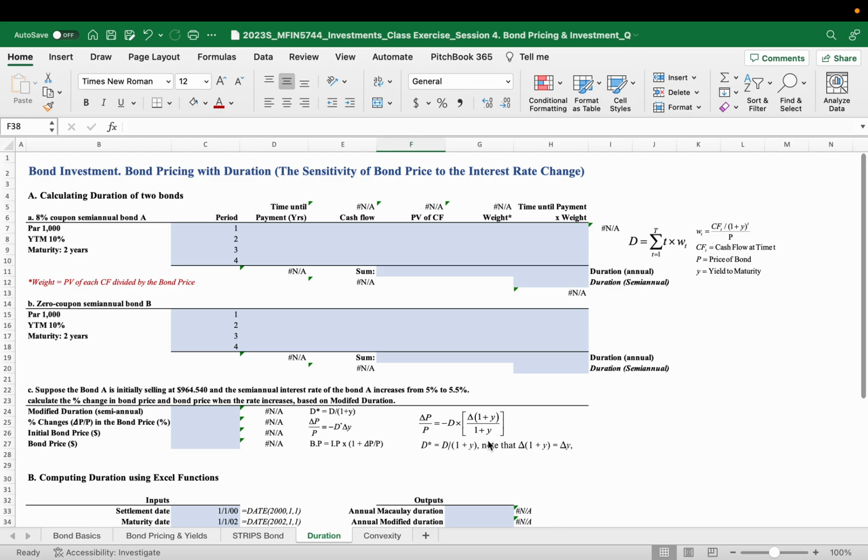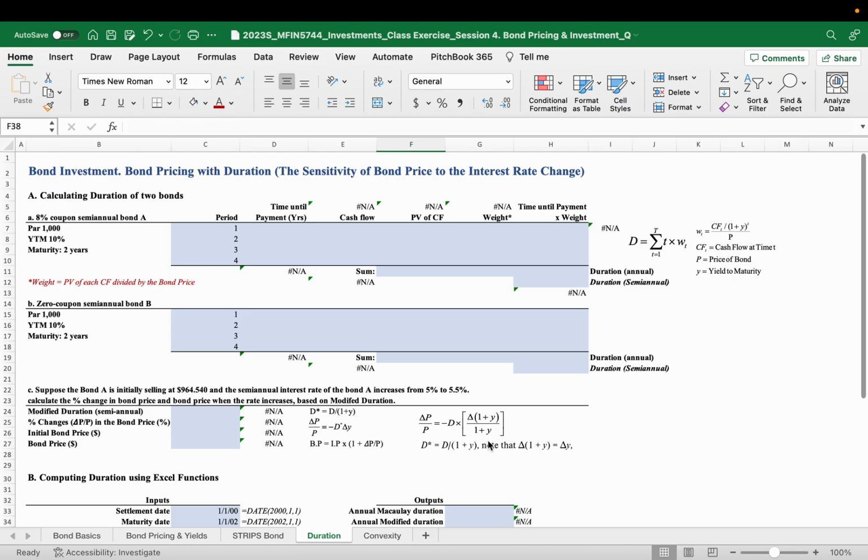Video clip will the practice how they measure the duration, which is the sensitivity of the bond price to the interest rate changes based on the weight of the time, the average.